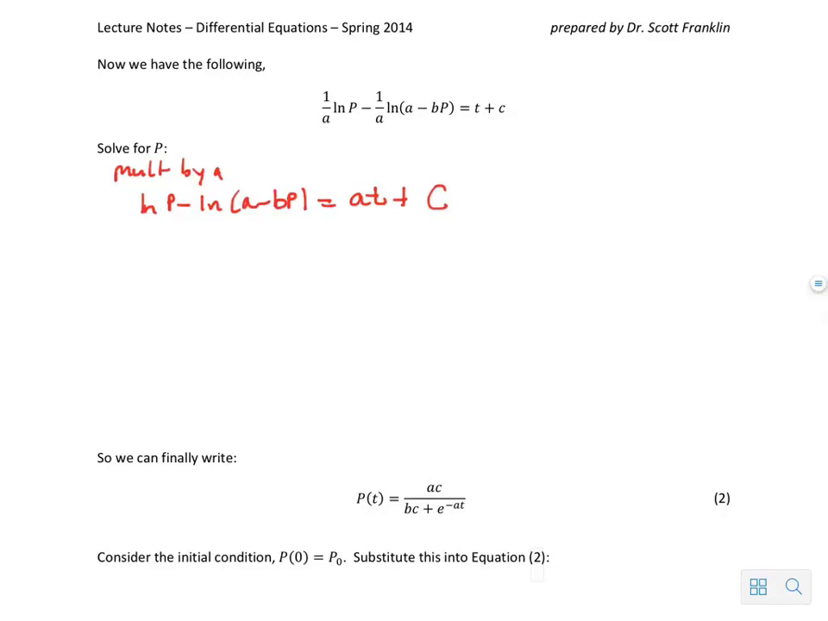And what can I do on the left-hand side? You remember the property of logs, if you have the difference of two logs? It's the log of the quotient. The difference of the logs is the log of the quotient. Natural log of p divided by a minus bp equals at plus c.